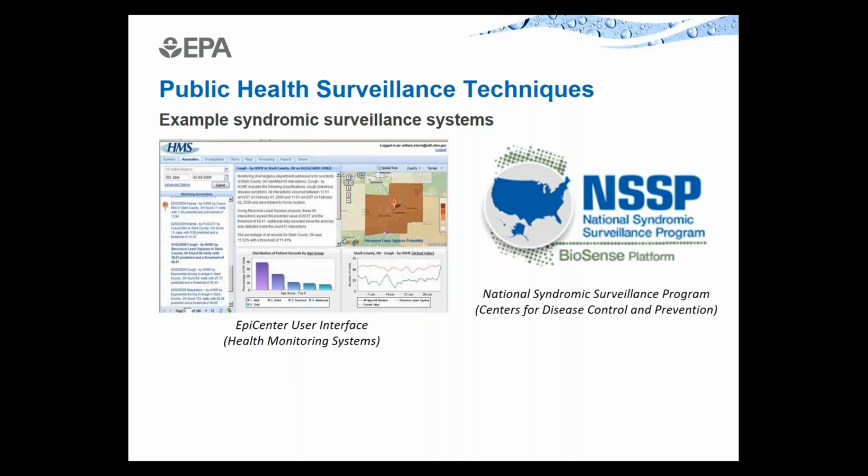One final note is that these tools are in use across the nation, but the specific surveillance capabilities of any one public health jurisdiction can vary widely from jurisdiction to jurisdiction. So it's most useful to find out what the health departments in your area are doing in terms of surveillance to see if you can tap into those.